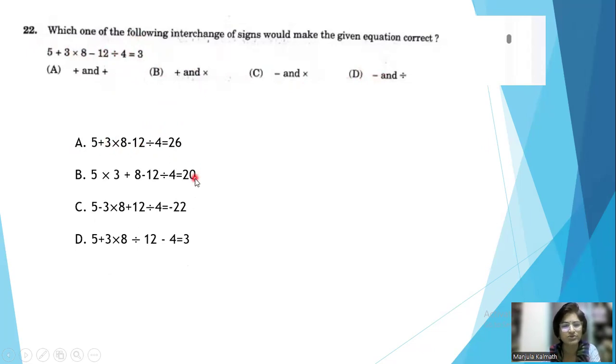For the second, it will be 20. For the third, it will be minus 22. And for the fourth, we have the correct result, that is 3. So which combination, when we interchange the minus as well as division sign, gives this result. So the correct answer is D here. Correct answer is D. So next we have to go for the next question here.